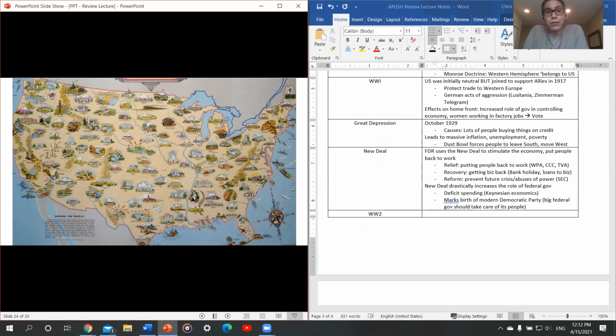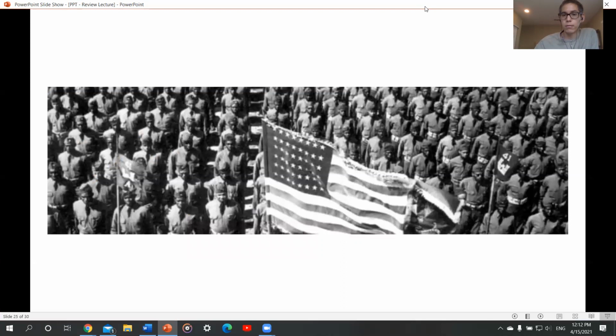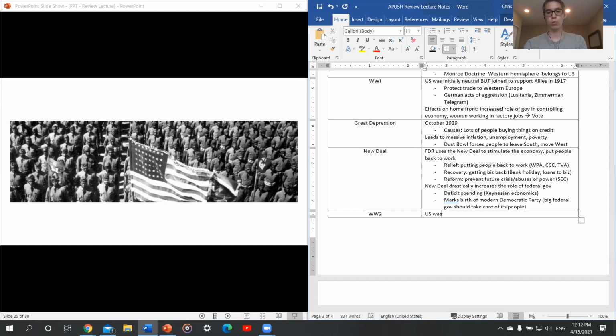The New Deal allows us to get back on our feet, but the U.S. doesn't fully get out of the Great Depression until World War II. And so World War II, a few things of note for World War II. First, the U.S. was officially neutral at first, but they clearly supported the Allies.